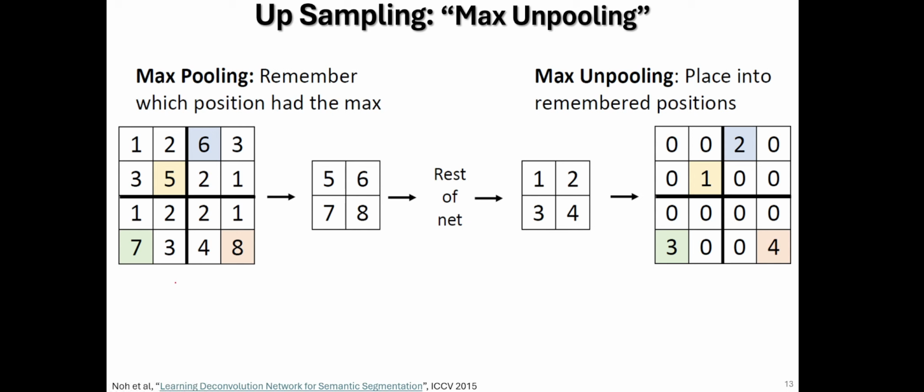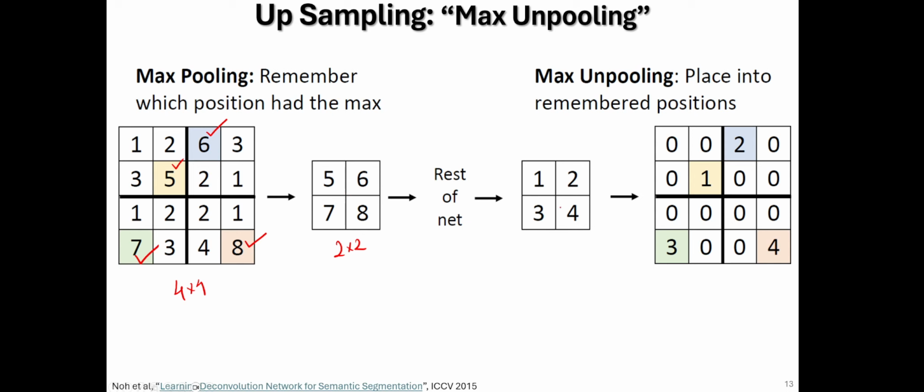Let's say this is a 4 cross 4 case at some stage of your encoder architecture, and you use max pooling to bring it down to 2 cross 2. You take this patch and take the max value, which is this. You take this patch, take the max value, this, and this patch, the max value, this, and this patch, the max value, this. And that is how you arrive at 5, 6, 7, 8. This is the classical way of doing it.